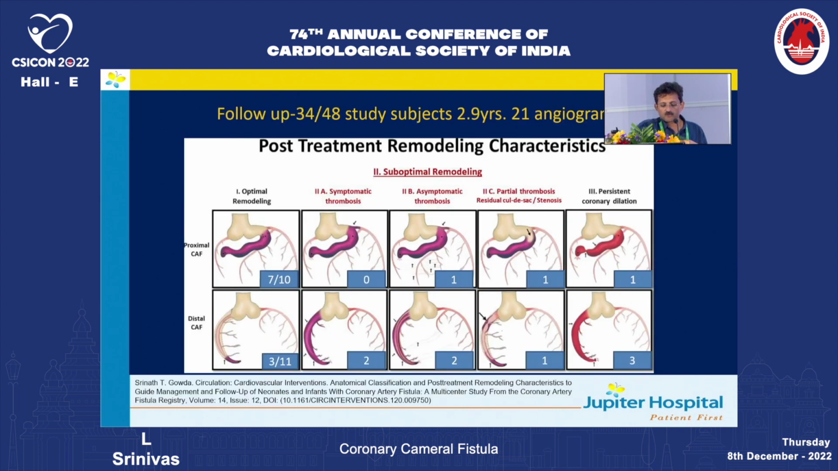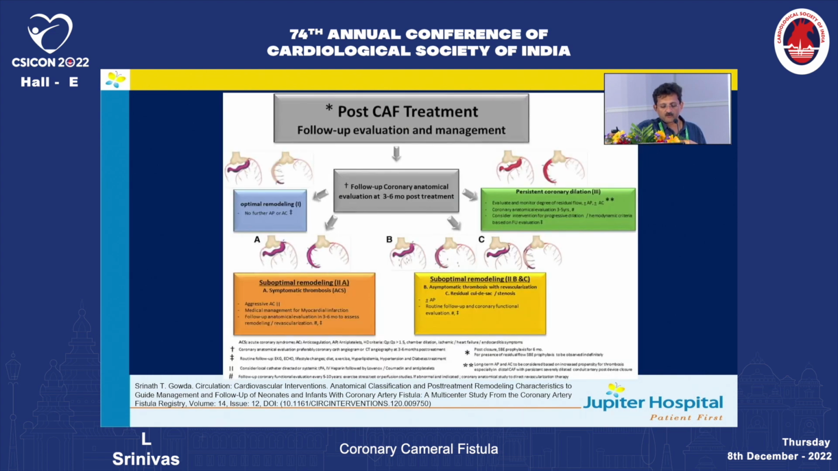So follow-up is very important. Not all the fistulas have very good outcomes. The outcome is better if the fistula is more proximal, but when the fistula is more distal, many times there might be suboptimal remodeling results and there could be persistent leaks through this fistula. So it is recommended that these patients have regular follow-up at least once in 3 to 6 months.